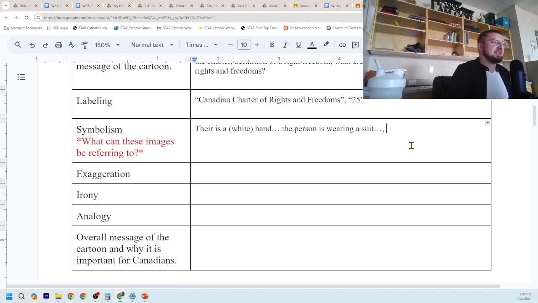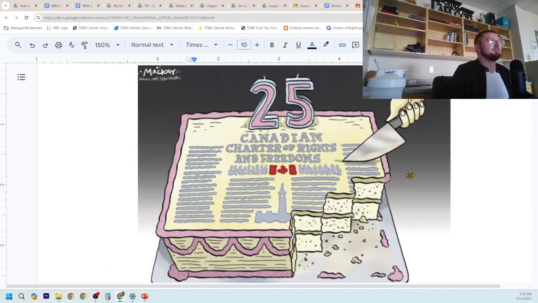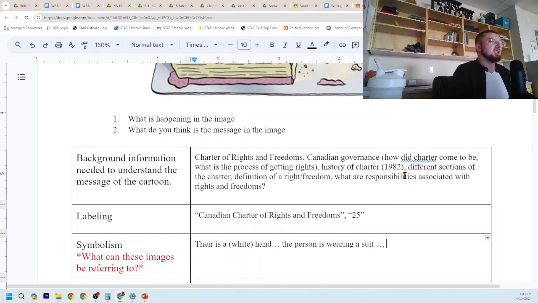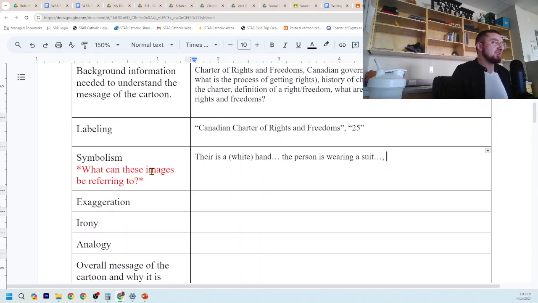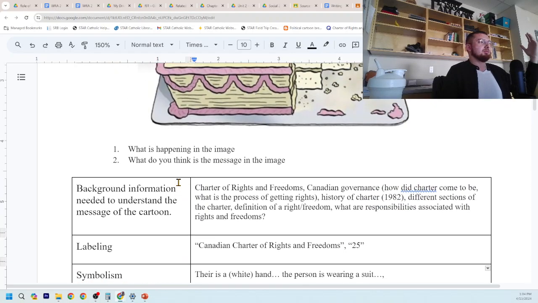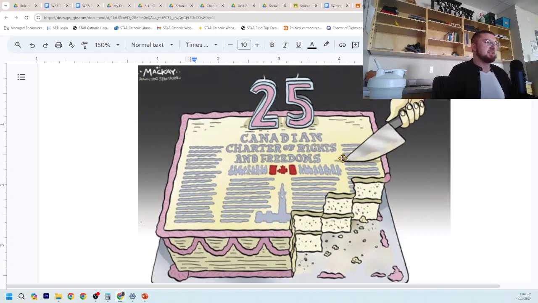What other symbols do you see? Keep in mind, these symbols, these images, they're connecting to a greater message. Right, there's a big symbol right here.